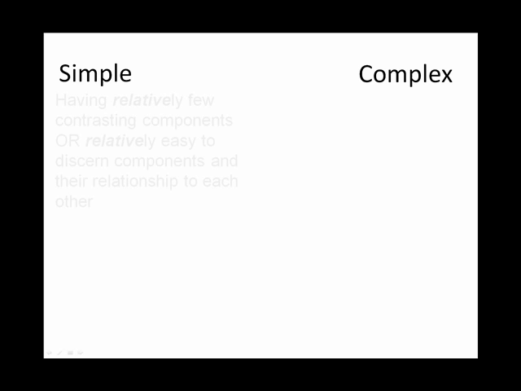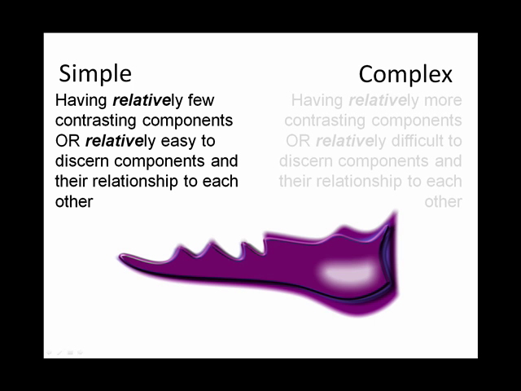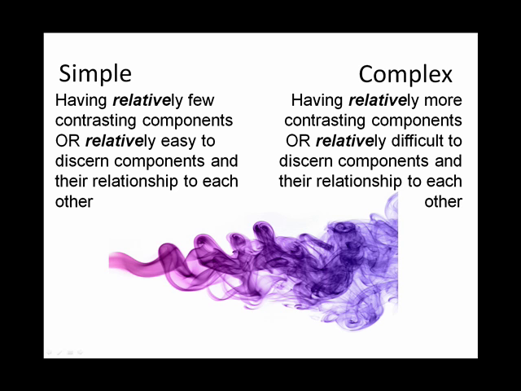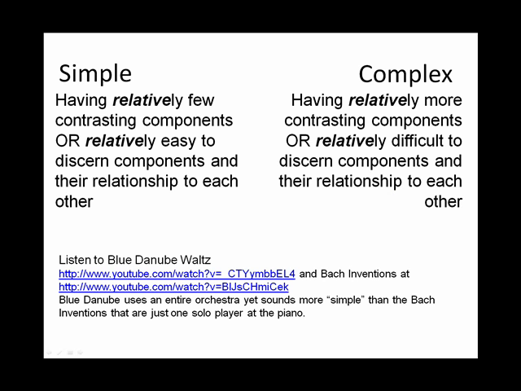Simple versus complex. Something simple has relatively few contrasting components, or is relatively easy to discern the components and their relationship to each other. Now, of course, right now we're using visual things. And there you have complex, having relatively more contrasting components, or relatively difficult to discern the components and their relationship to each other. So again, a lot of this is going to be based on your frame of reference. If you are a cook and you taste somebody's recipe, you'll be able to discern all the different ingredients and seasonings that somebody used, where somebody that is not that well versed wouldn't be able to see it all. So simple versus complex, all of these things are relative. If you notice, the term relative is in just about every definition that we've used so far. Simple has relatively few contrasting components, and complex is the opposite.